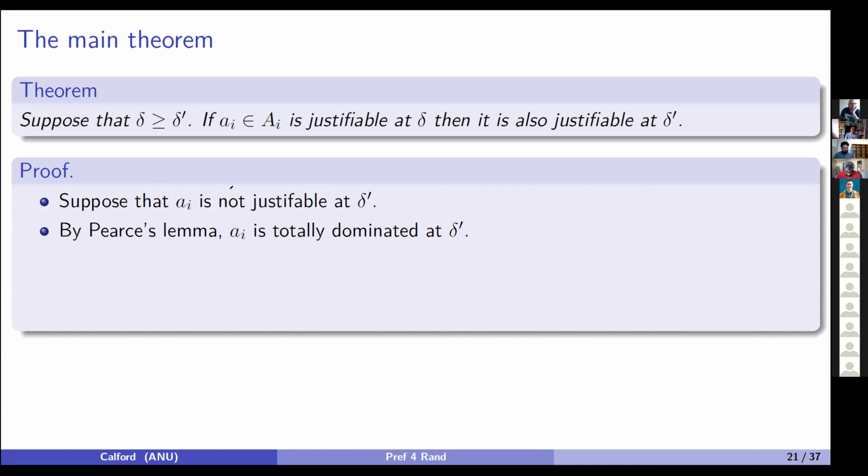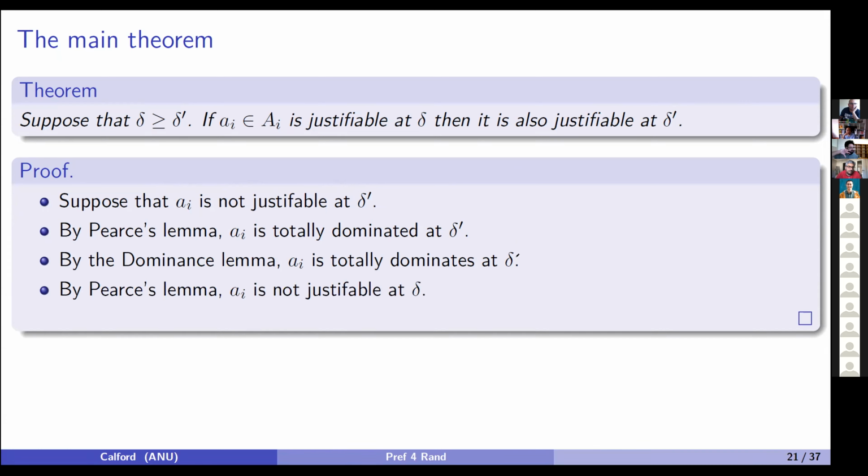So suppose, by contrapositive, that AI is not justifiable at delta prime. Then we use Peirce's lemma to move into the dominance realm. It must be totally dominated at delta prime by Peirce's lemma. Then the dominance lemma tells us that we have monotonicity in the dominance definition. And so AI is totally dominated at delta. And then we can use Peirce's lemma to go back to justifiability. So really the idea here is that we're using Peirce's lemma to shift from justifiability to dominance. Monotonicity in dominance is easy to establish, and then we can go back via Peirce's lemma again.